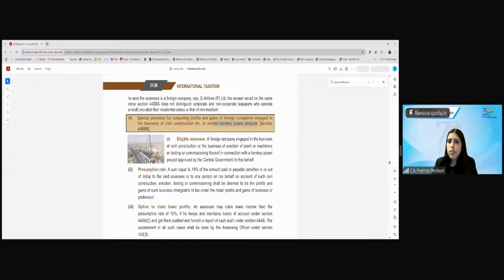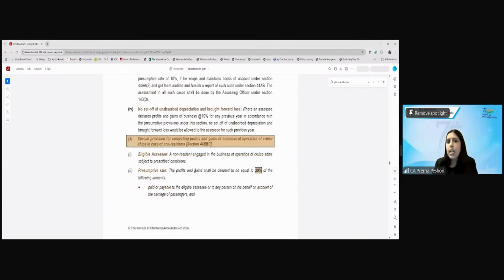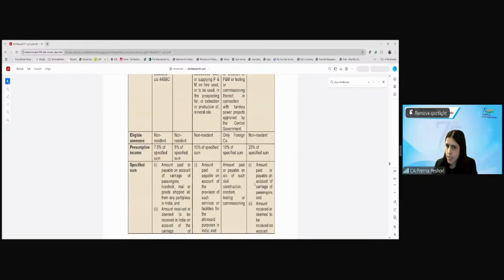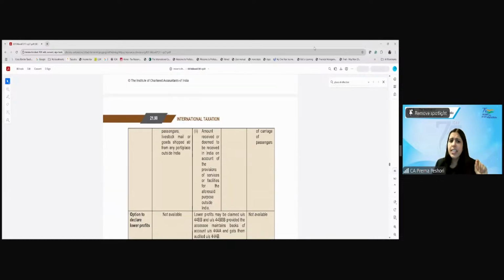Next, for civil construction and turnkey power projects, the presumptive rate of 10% is given. And the last one is the business of operation of cruise ships. We had seen for the other ships it was 7.5% under 44B. Under 44BBC, we have the cruise ship provision. What are cruise ships? They have everything inside, like a hotel or big stay facilities. That's nothing but the cruise ship. This is a special provision which provides a 20% presumptive rate for companies operating in the cruise business. Clear? Everything else remains the same.